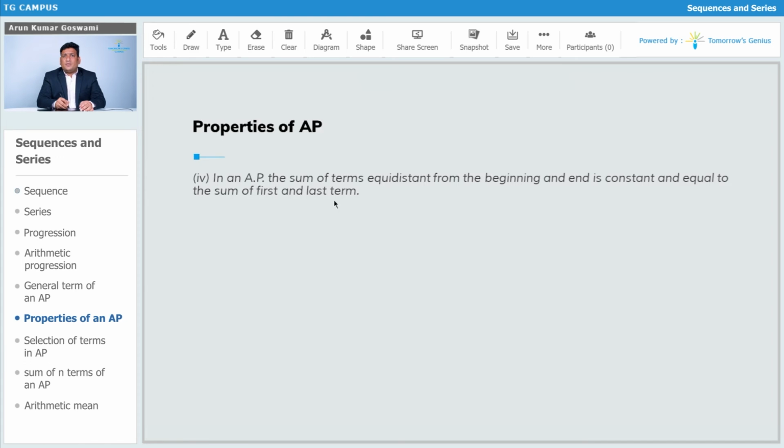In an AP, the sum of the terms equidistant from the beginning and the end is constant and equal to the sum of the first and the last term. Okay, let's see an example for this. If I have an AP 3, 5, 7, 9, 11, 13, 15 and 17, I'm taking only limited terms, 8 terms. They said the sum of terms equidistant from the beginning and end.